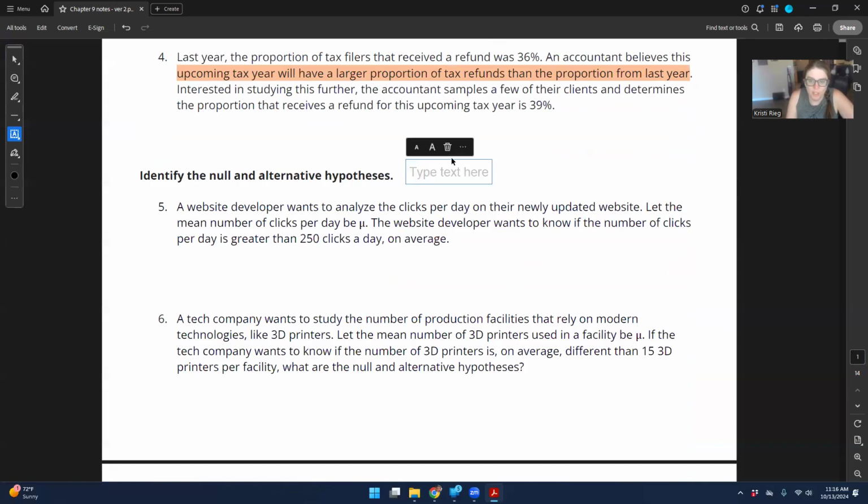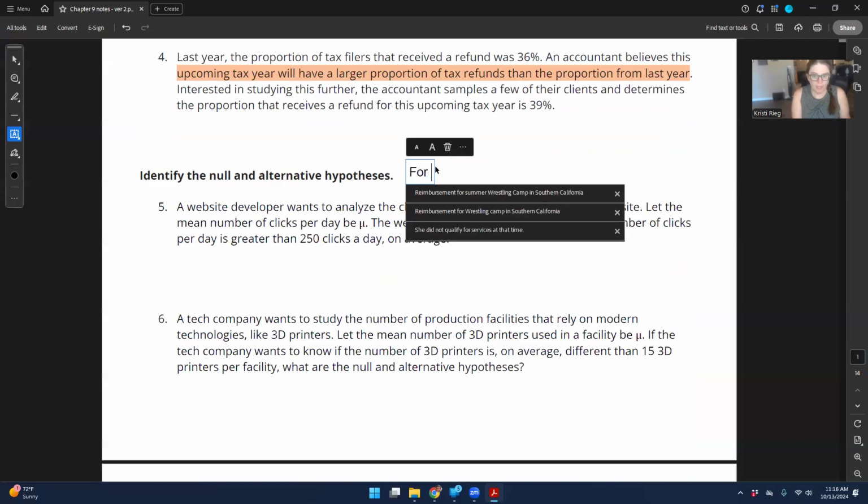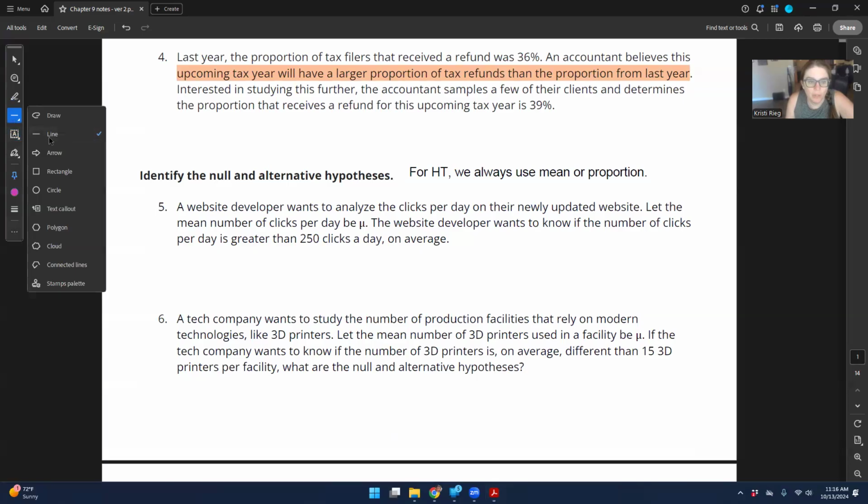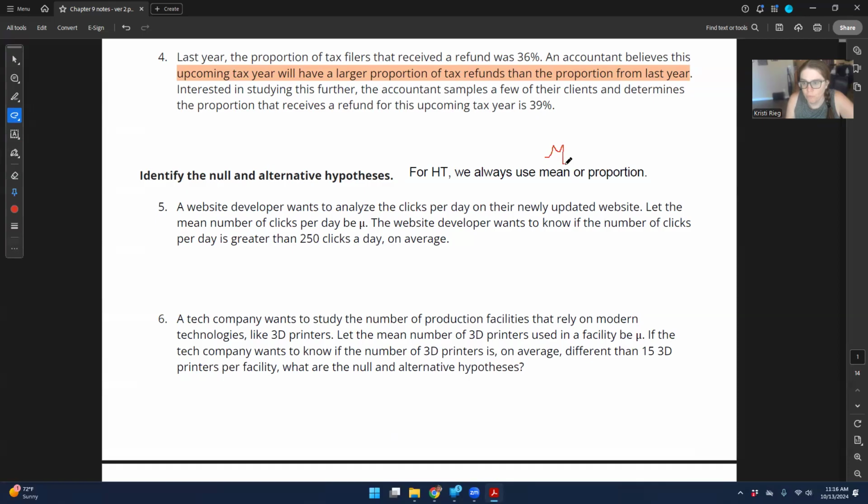Now, one thing to note for hypothesis testing, we will always use mean or proportion. So that means we are going to talk about the population. The symbol for population mean is mu. I can draw better in person, I swear. And the symbol for population proportion is P. So mu or P, that's what we're looking for each time.